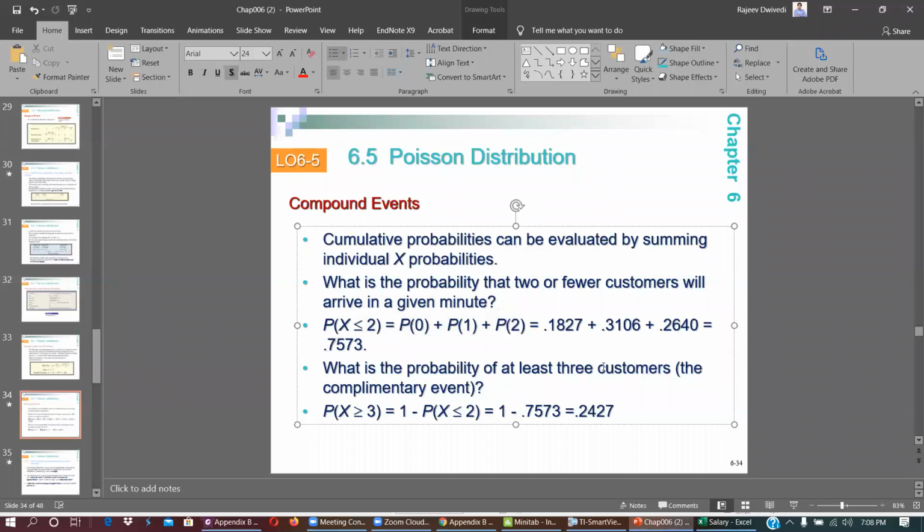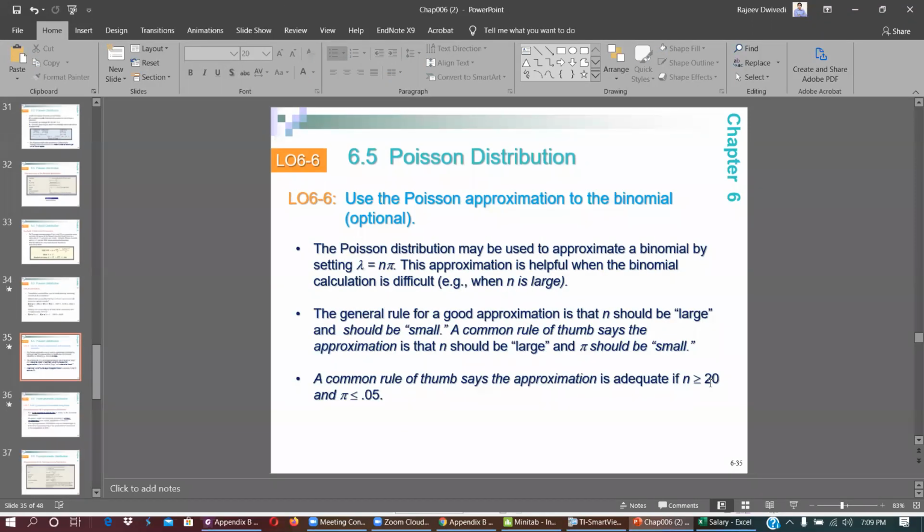What is the probability of at least 3 customers? At least 3 customers means it is not including 2, but it is 3 and more than 3. So what do I need to do? I will do up to 2, and then subtract it from 1, and I will get the answer here. I already did up to 2, 75 point this much. I subtract from 1, and it comes to 24%. This is not easy. Again, you can ask as many questions as you like.